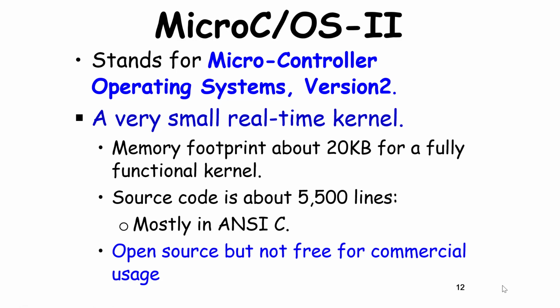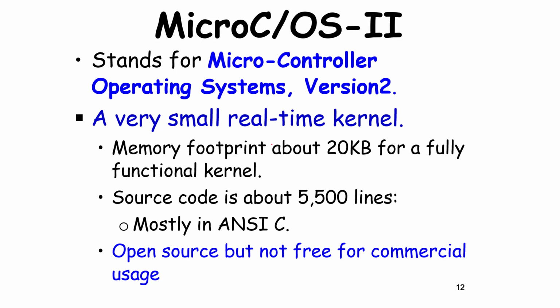Now let us discuss MicroC/OS-II. So this stands for Microcontroller Operating System version 2. It's a very small real-time kernel. The memory footprint is about 20 kilobytes for a fully functional kernel, something quite similar to eCos. And the source code is also not much. It is 5,500 lines, mostly pure ANSI C.